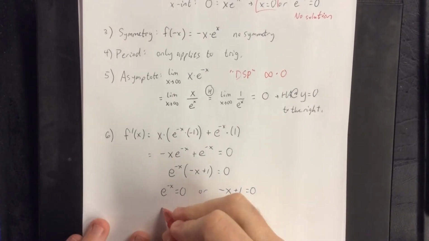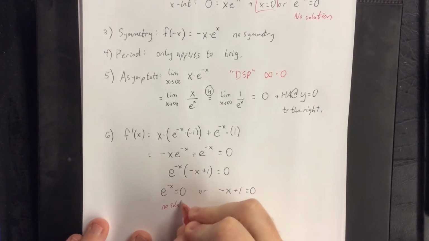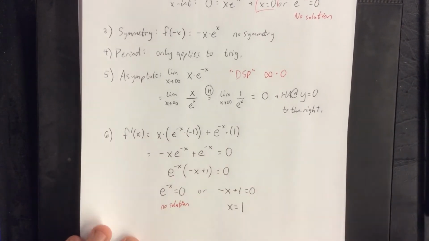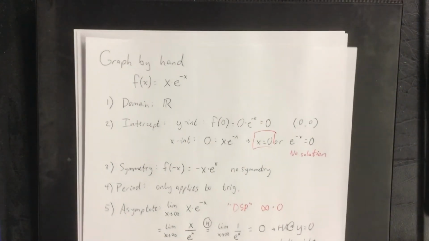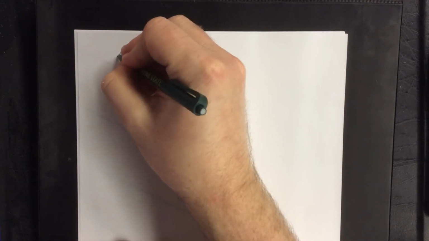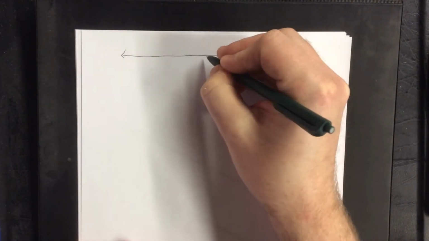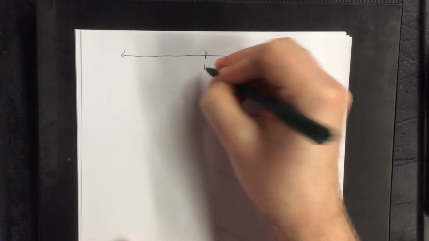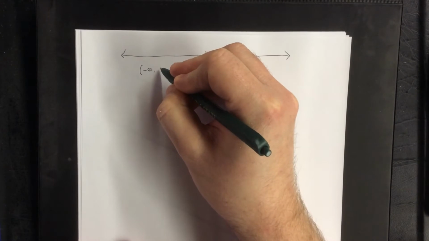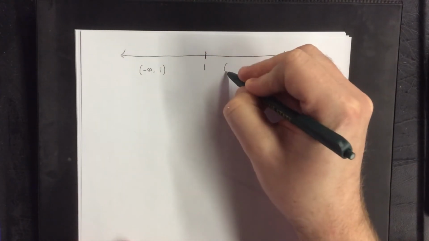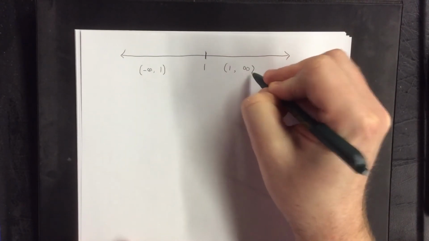Once again, this one has no solution. So we wind up with only one critical value. That one critical value is going to break up our domain into two possible intervals of increase and decrease. So the critical value that we got was 1, giving us two intervals to test: from negative infinity to positive 1, and from 1 to positive infinity.